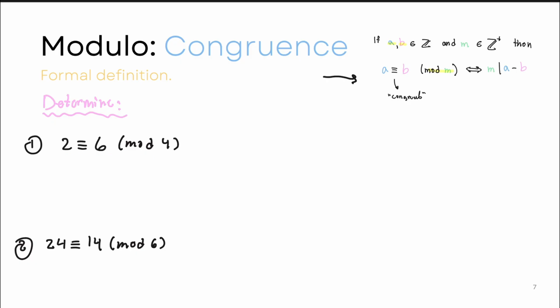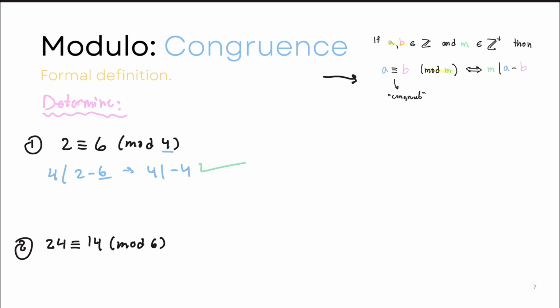Well, our definition says that M, which is the modulo here, 4, must divide the difference A minus B. A is, in this case, 2. So 2 minus 6, which is just -4. And the question is then, does 4 divide -4? Well, yes, it does. Therefore, this one is congruent. So we could say that 2 is congruent to 6 in mod 4. Note that I'm not saying that 2 is divisible by 6 or that 6 is divisible by 2, none of that. I'm just saying that their remainders are the same.